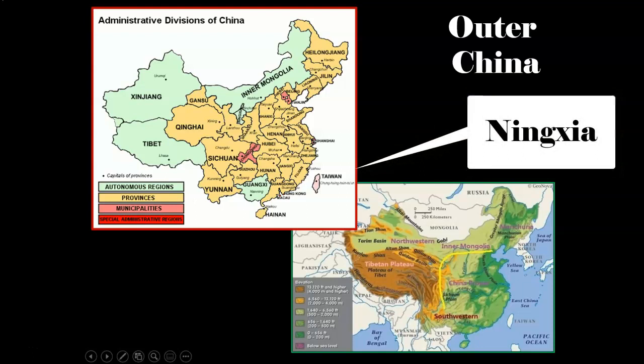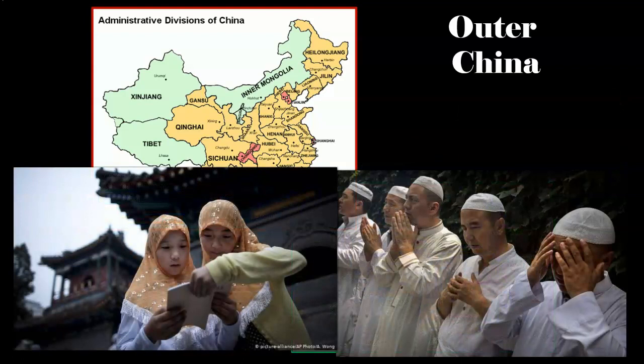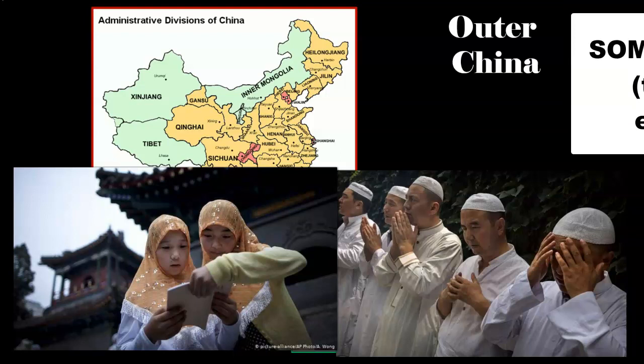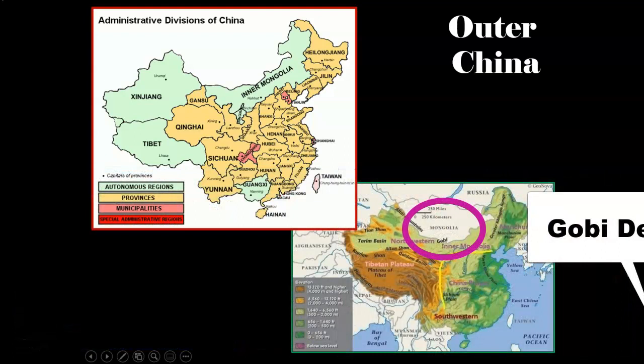Ningxia is the home of a group of people called the Hui Chinese. The Hui Chinese are descendants of Central Asian Muslims who settled down in China. They still practice Islam to this day, but they have been somewhat Sinicized. They are still part of China's culture and played a rather important role in China's culture over the last few centuries. All of this right here is the Gobi Desert.